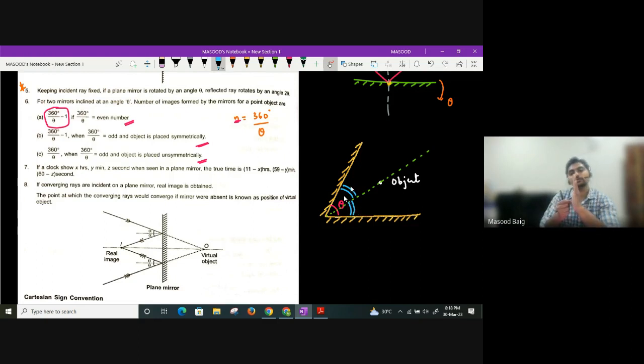So whenever the object is placed along the angle bisector, or on the line which is along the angle bisector, such placement is called symmetrical placement. Other than that, it will be called an unsymmetrical placement, guys.